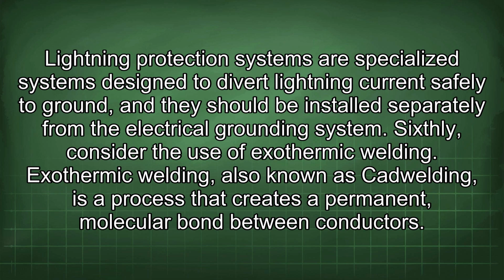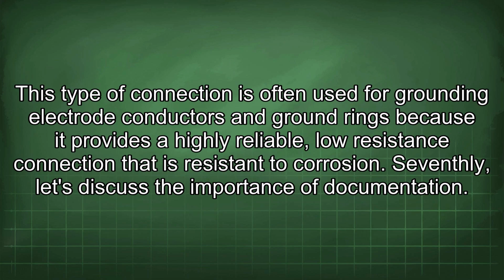Sixthly, consider the use of exothermic welding. Exothermic welding, also known as CAD welding, is a process that creates a permanent molecular bond between conductors. This type of connection is often used for grounding electrode conductors and ground rings because it provides a highly reliable, low-resistance connection that is resistant to corrosion.